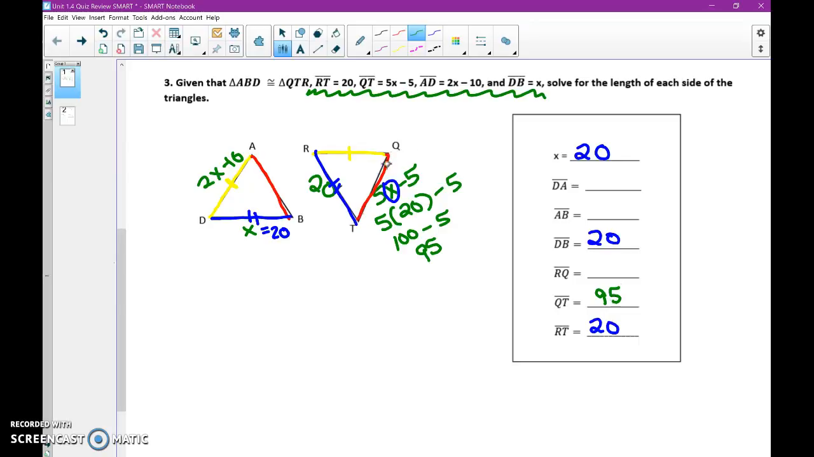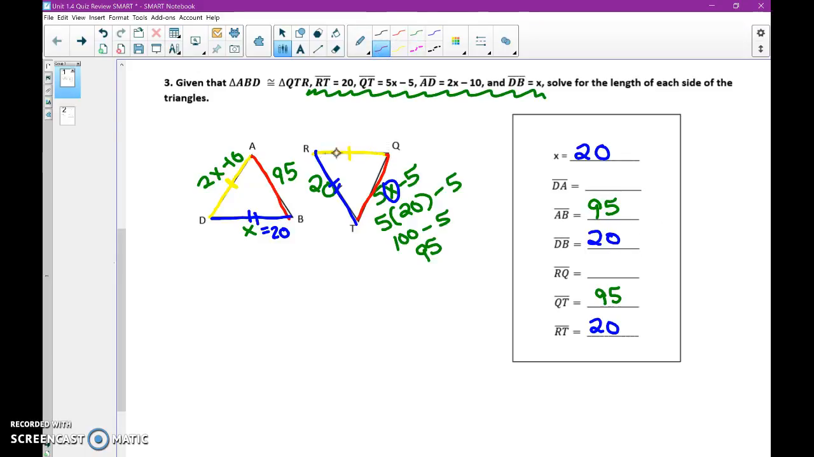Now let's also make sure to match up our sides. We said this red side here matches with this red side here. So this one's also 95. So AB, I can put 95 there. All right, now I have 2 sides left.